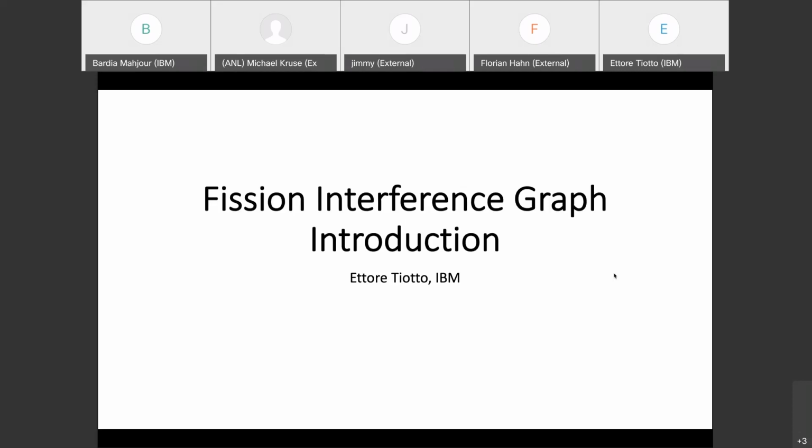Okay, so today I'm going to give a little bit of an introduction on the work that we are starting to upstream, specifically the work on the fission interference graph, which is a graph that we want to use for loop distribution or loop fission. It's based on the work that Bardi has done, the DataDependence Graph. So it's an extension that is a consumer of the DataDependence Graph.